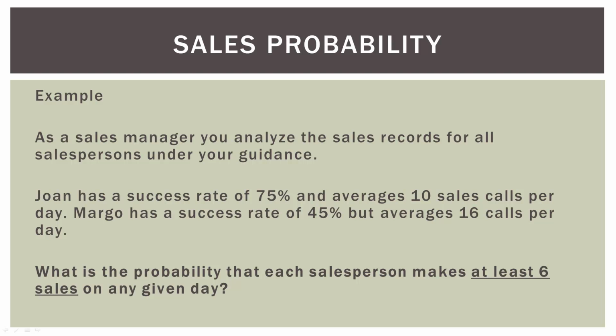And based on Joan's success rate and number of calls and Margot's success rate and number of calls, we were able to find the probability that each one of them makes at least 6 sales on any given day using cumulative probability in the binomial distribution. So in this video, we're going to talk about mean and standard deviation.